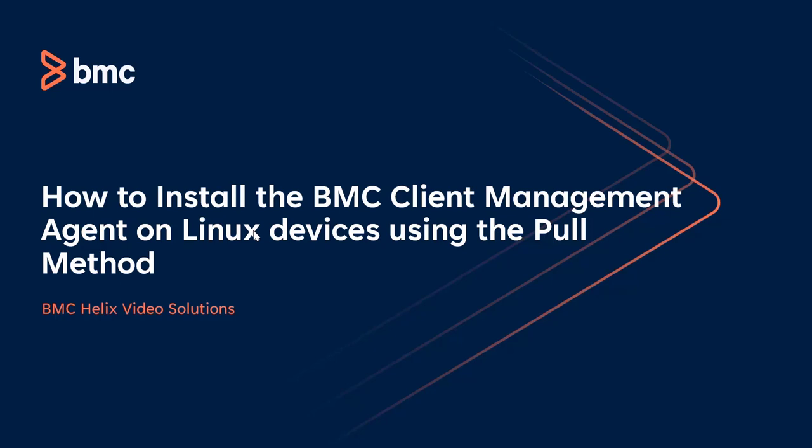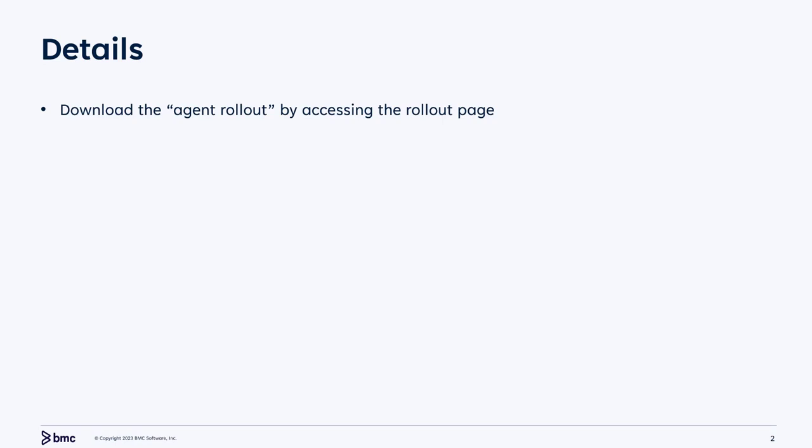Hello, in this video we will learn how to install the BMC Client Management agent on Linux devices using the pull method. In order to do so, we'll start with downloading the agent rollout by accessing the rollout page, which is https://hostname of the master server or the IP address of the master server:1610/rollout.